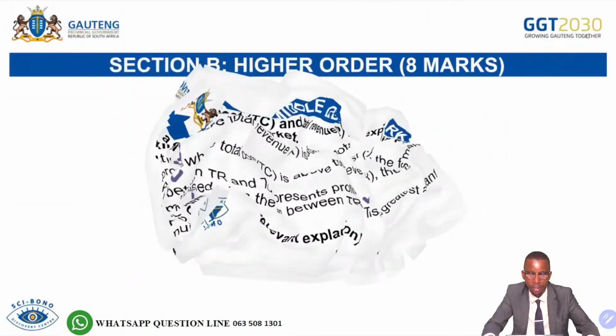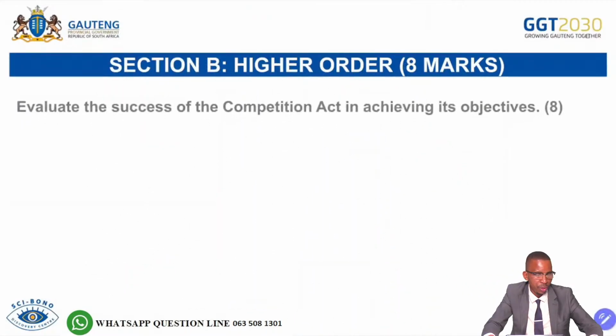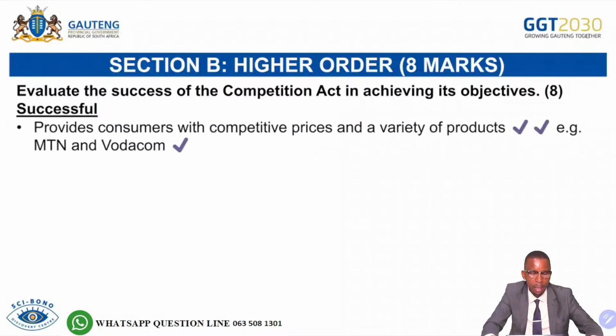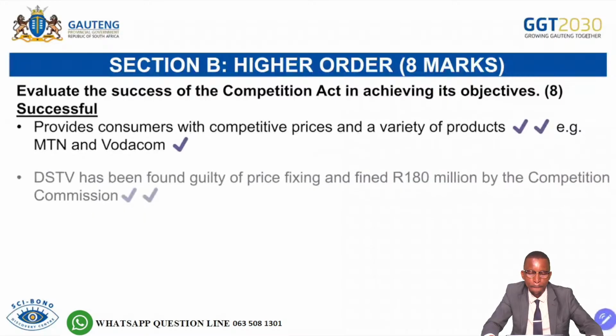That gives you 8 marks. Then we continue. Evaluate the success of commission policy action in achieving its objective. Then let's check it's been successful. It provides consumers with competitive prices and a variety of products. E.g., MTN and Vodacom are competing, so we get different prices.